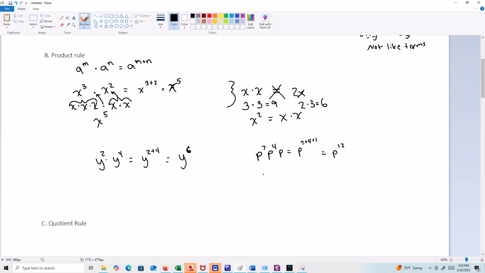And then finally, the last example for the product rule is n times m squared times n cubed equals what? Well, we have two n's, and the numbers are being multiplied. I can add those exponents, 1 plus 3, times m squared, which equals n to the 4th times m squared.